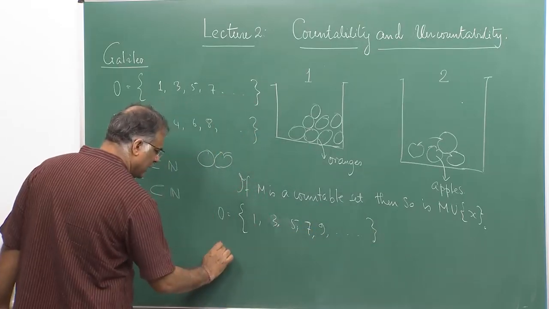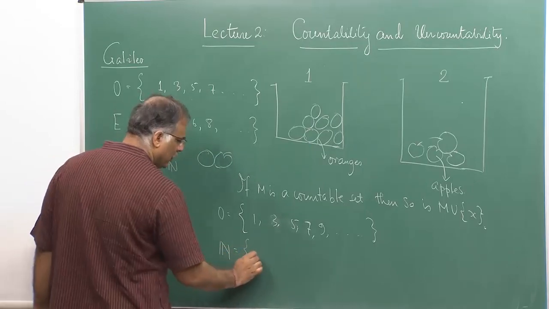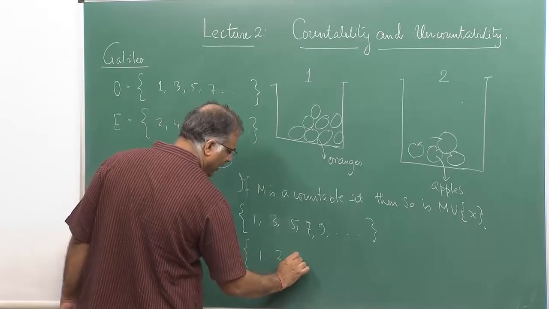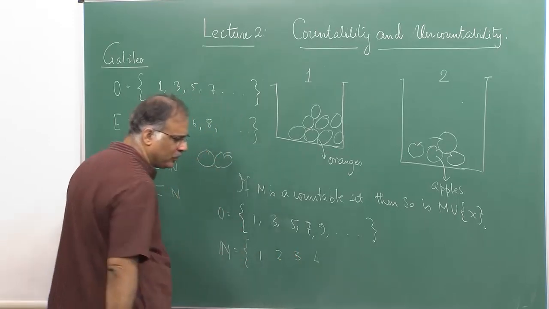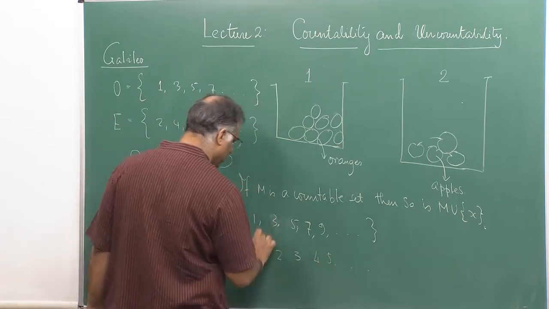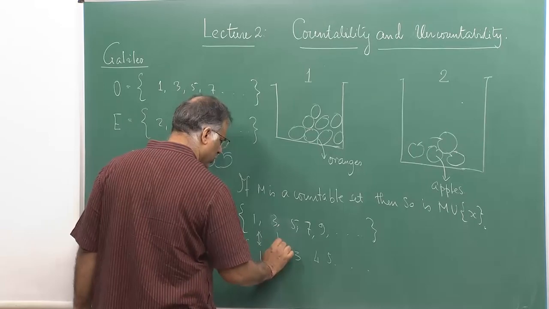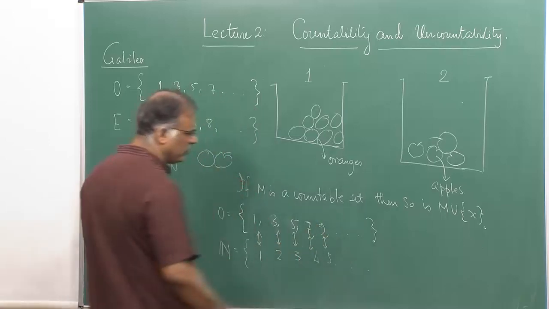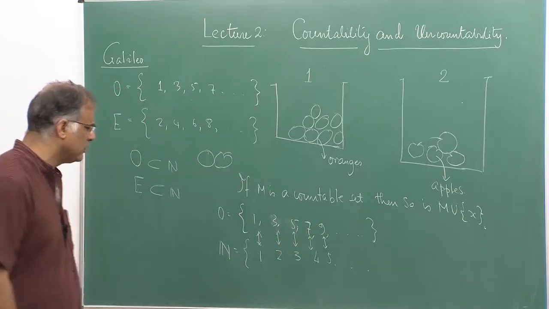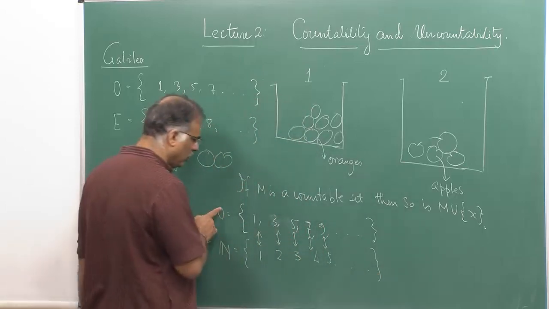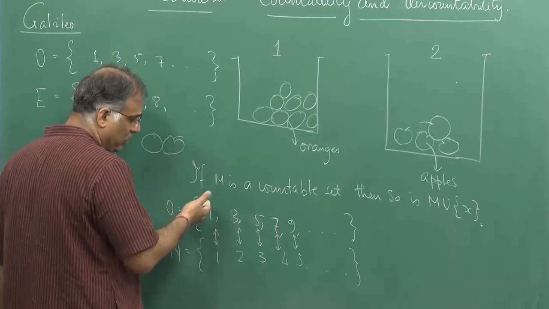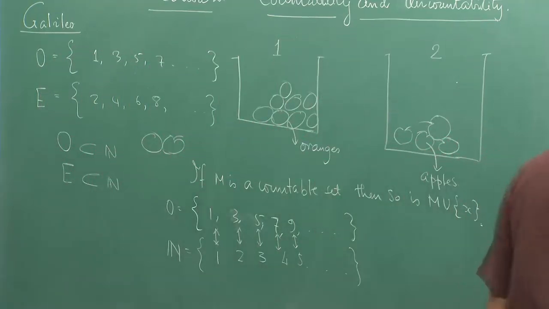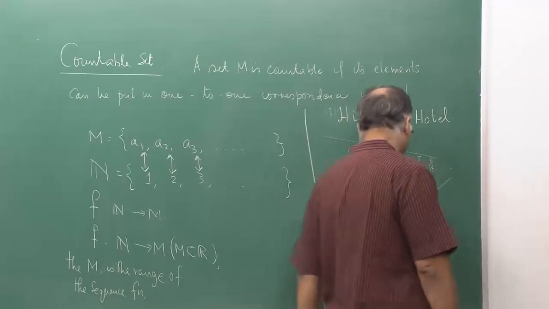So for example, I take the odd ones: 1, 3, 5, 7, 9, 11, 13. And the natural number set. So how do I do it? 1 is related to 1, 3 is the second odd number, 5 is the third odd number, 7 is the fourth odd number, 9 is the fifth odd number and so on. So here I have been able to set up a correspondence. Once I have set up this correspondence, you are done. There are as many odd numbers as there are natural numbers. So this is a strange behaviour of the infinite world.